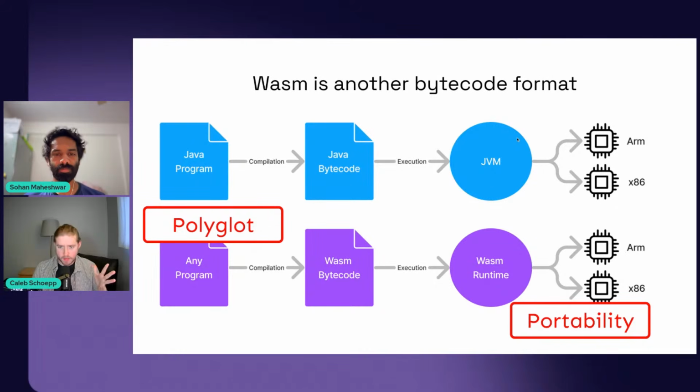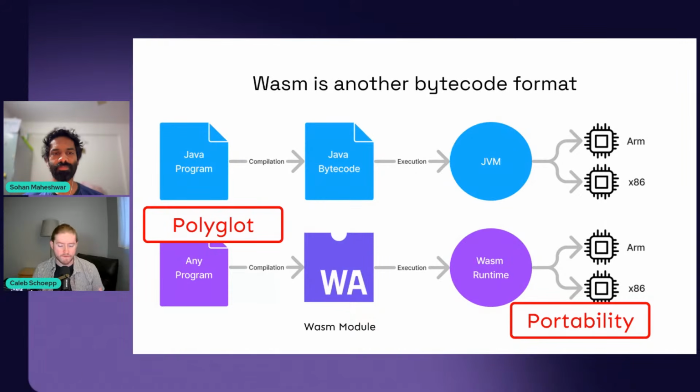So WebAssembly is a bytecode format. We're going to talk about three parts here. This WebAssembly bytecode in the middle is what we call the WebAssembly module. That's the first thing we're going to dive into: understanding what a WebAssembly module looks like, all those kinds of things.